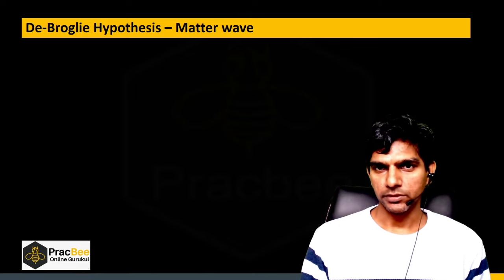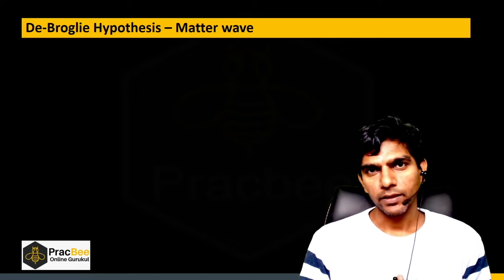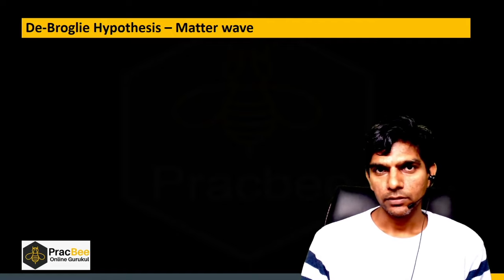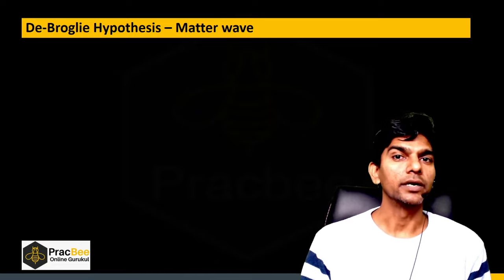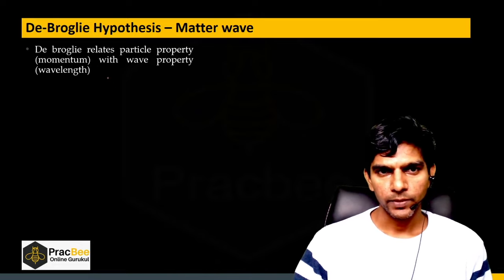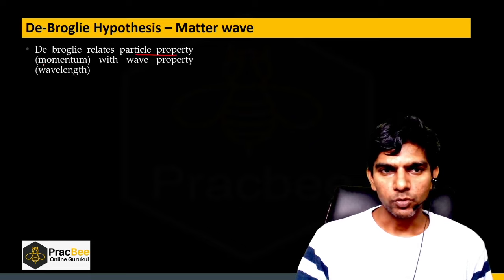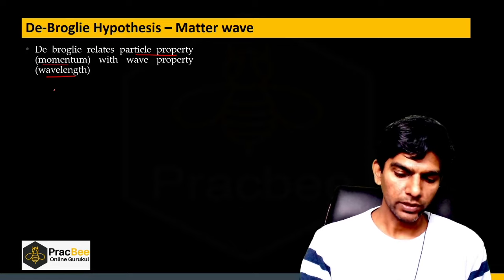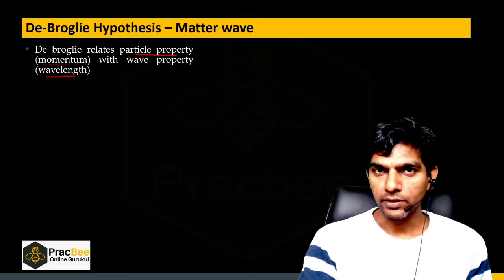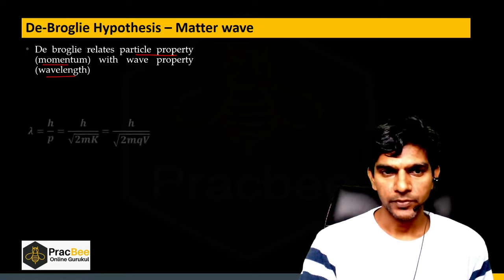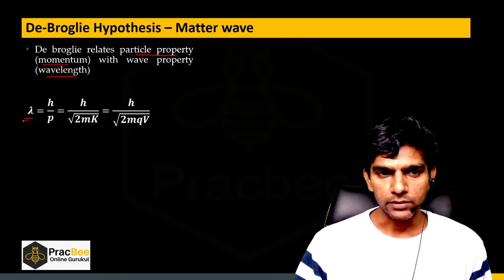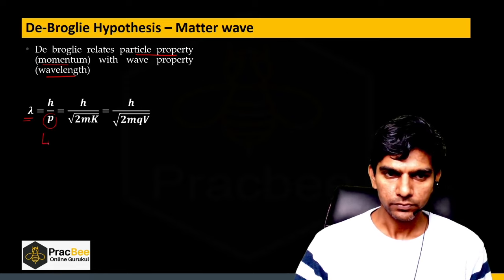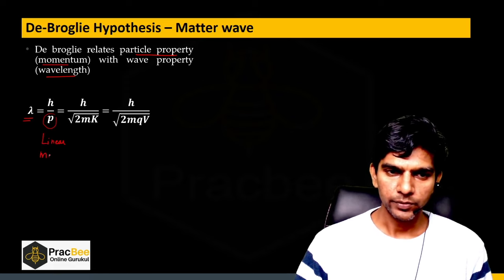So the De-Broglie hypothesis. According to De-Broglie, if light has a particle nature, we can assign wave nature to a particle. So according to him, the particle property, which is momentum, can be related to the wave property, that is wavelength. So he has given a formula with which we can find the wavelength associated with a particle. So the De Broglie wavelength will be given by h by p, where p is the linear momentum.